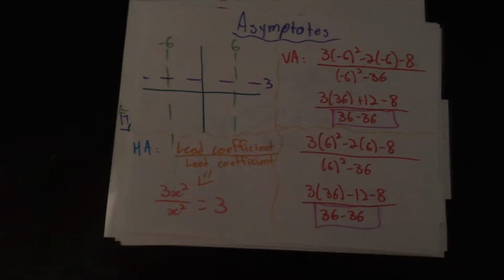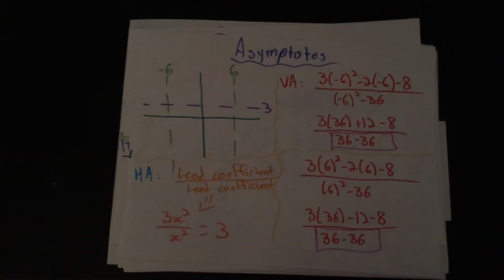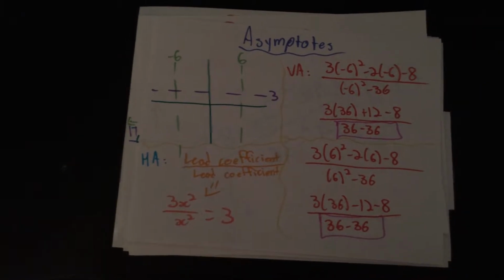And to find the horizontal asymptote, divide out the lead coefficient for both the numerator and denominator, which gives a value of 3.